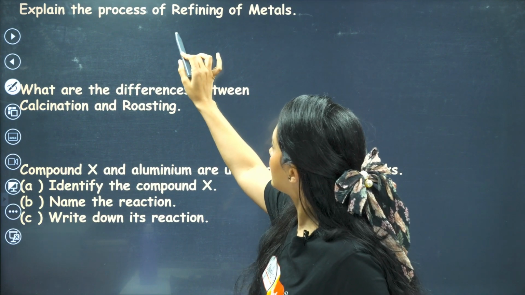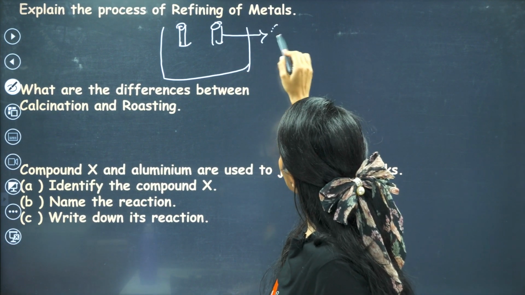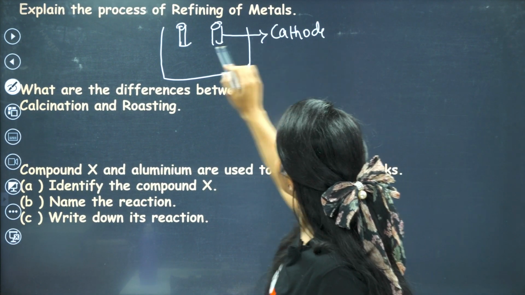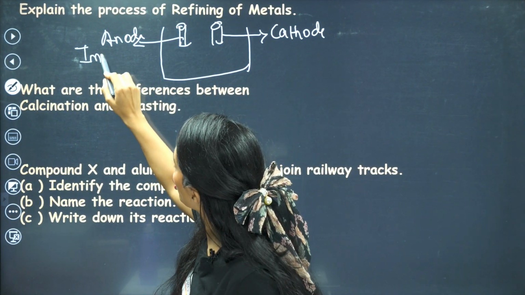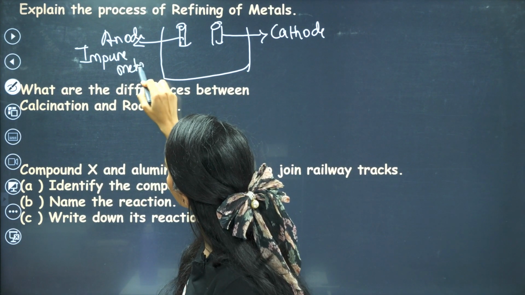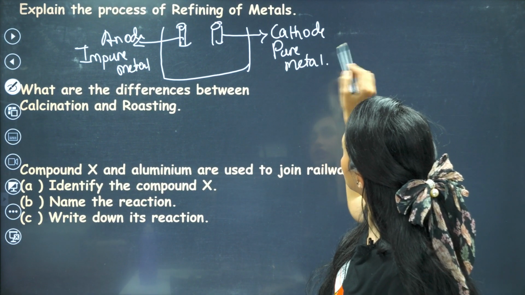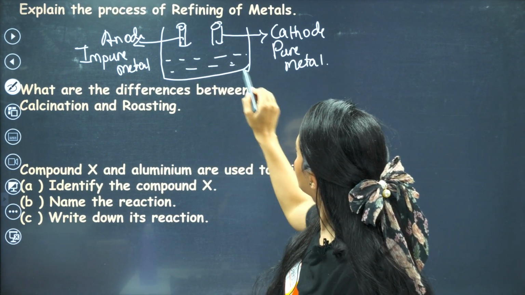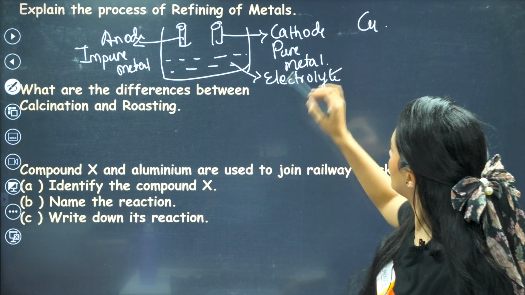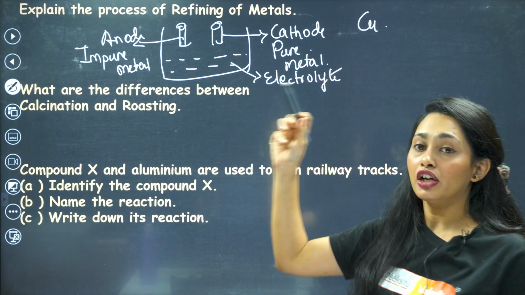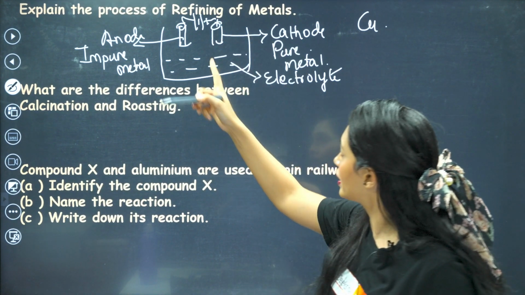We are going to take two electrodes, a cathode and an anode. In the anode, we are going to take the impure metal which needs to be purified. In the cathode, we are going to take the pure metal. We'll take the respective electrolyte. For example, if we are refining copper, then we take a pure copper rod as the cathode and an impure copper rod which needs to be purified as the anode.